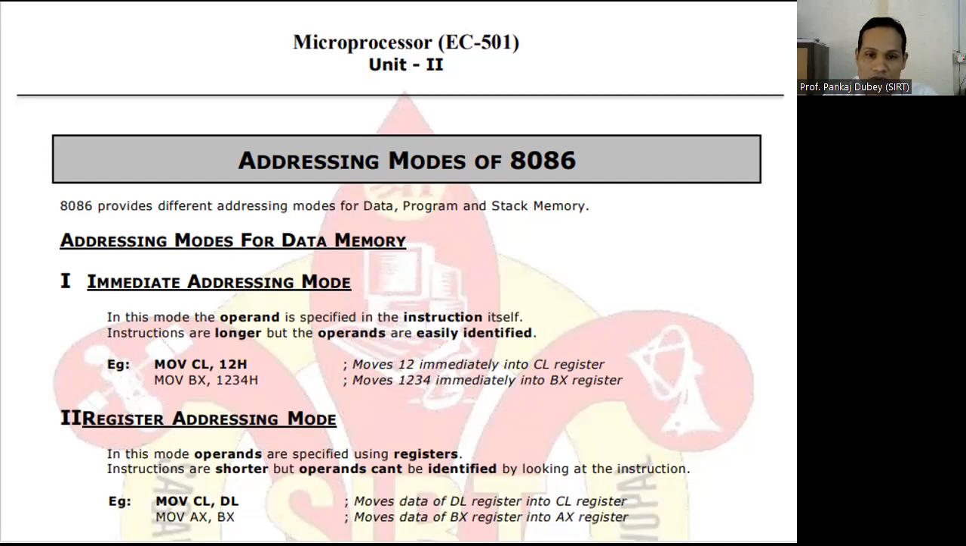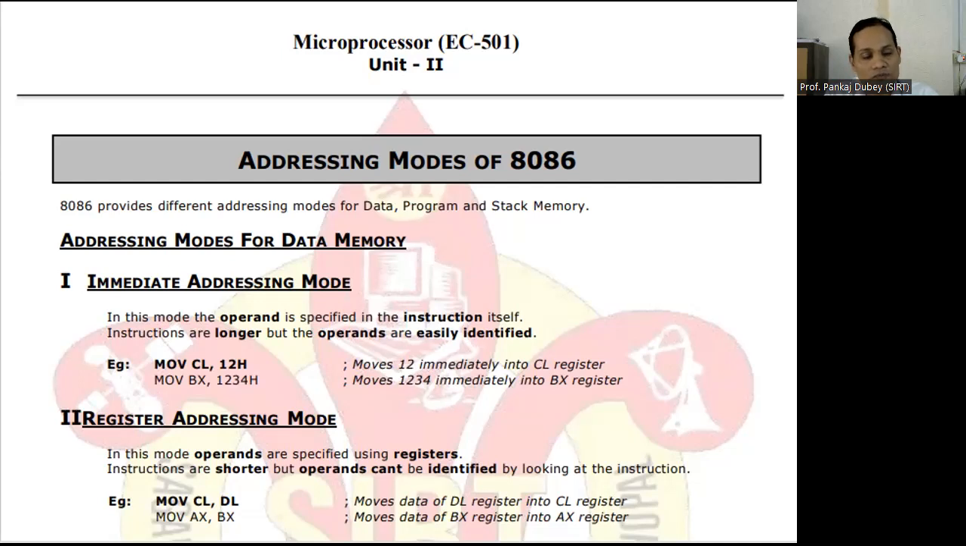Now the second example is MOV BX, 1234H. The 1234H is a hexadecimal number. It is a 16-bit number and BX is also a 16-bit register. BX is a 16-bit general purpose register of the internal architecture of the 8086 microprocessor. The general purpose registers are AX, BX, CX, DX.